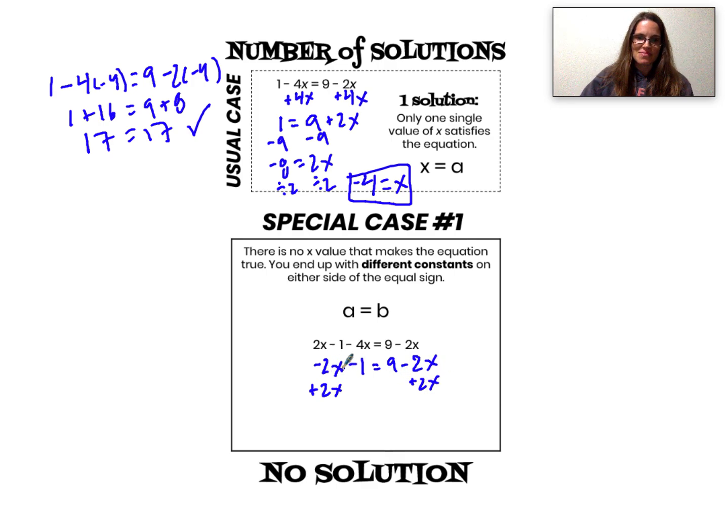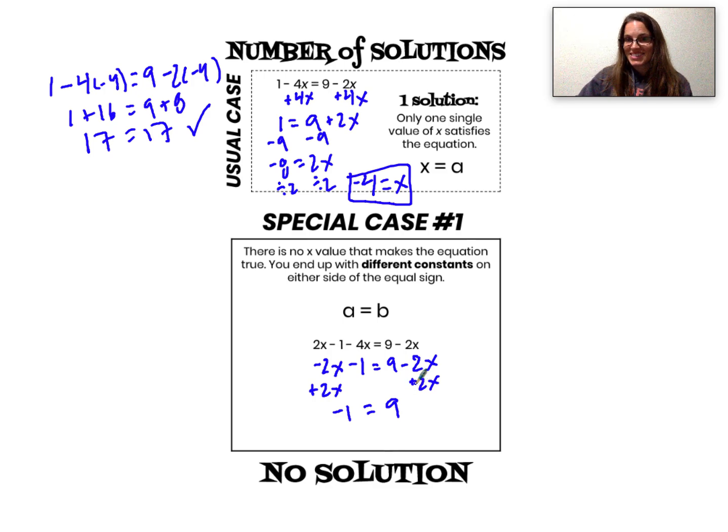Let's see what happens. Negative 2x minus 1 plus 2x, negative 2x plus 2x, those cancel, so I have negative 1 on the left. On the right, I have 9 minus 2x plus 2x. They cancel or they add to 0. So I just end up with 9 on the right-hand side.